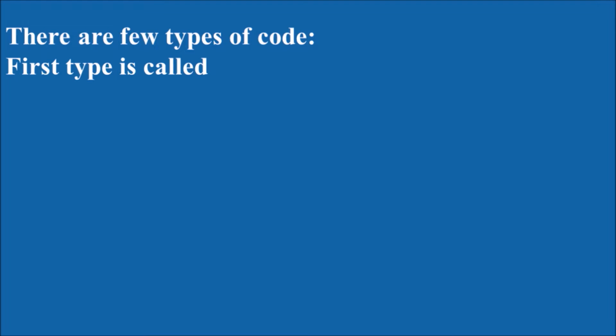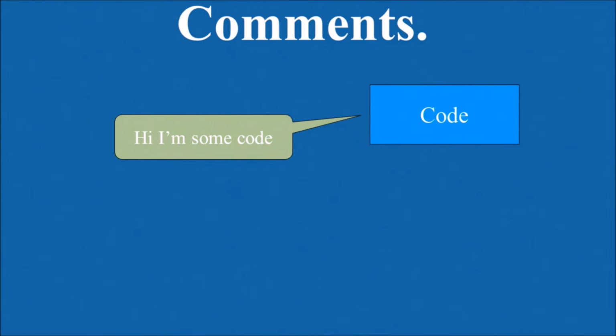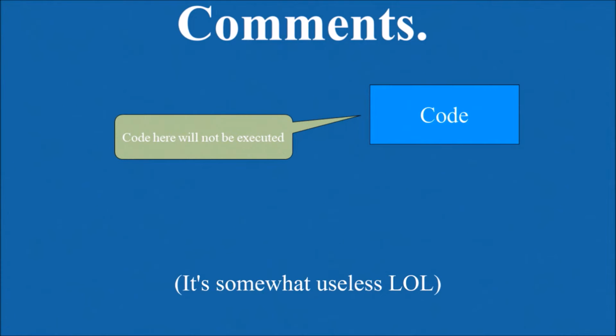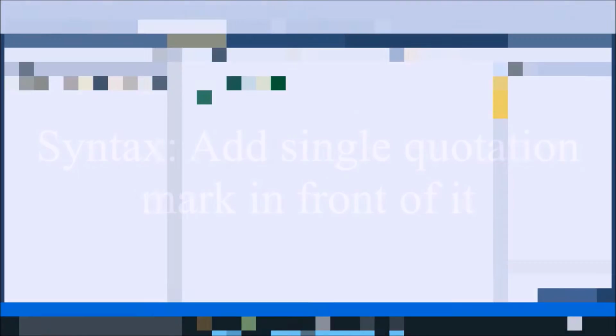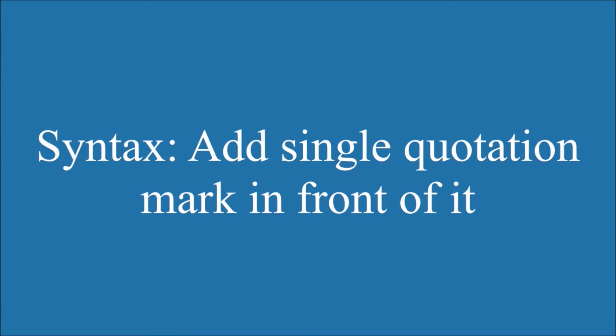New types of code. First type is called comments. Comments are for description for some code and they will not be executed while running the code. So you can type whatever you like, but you must start it with a single quotation mark.